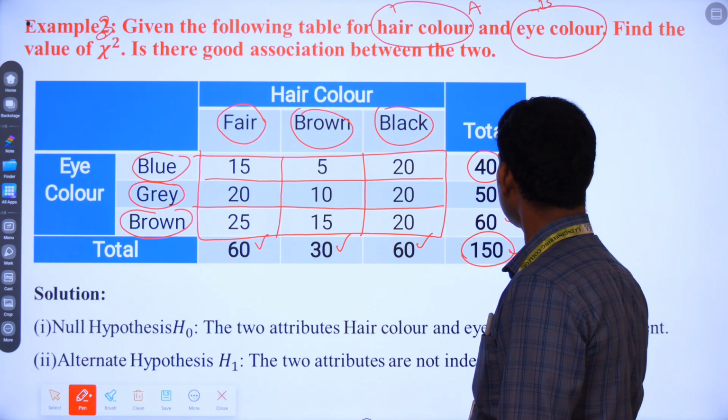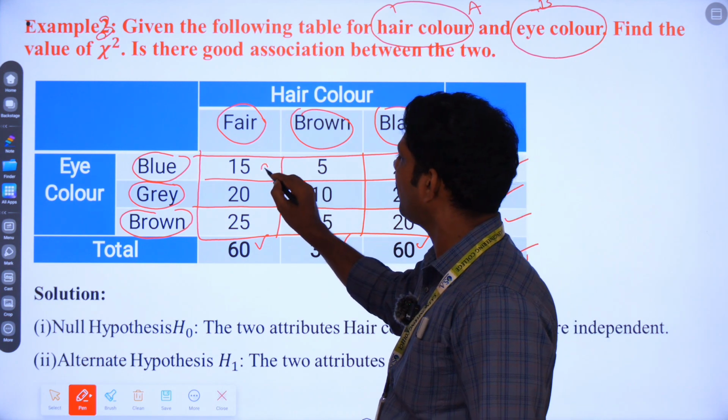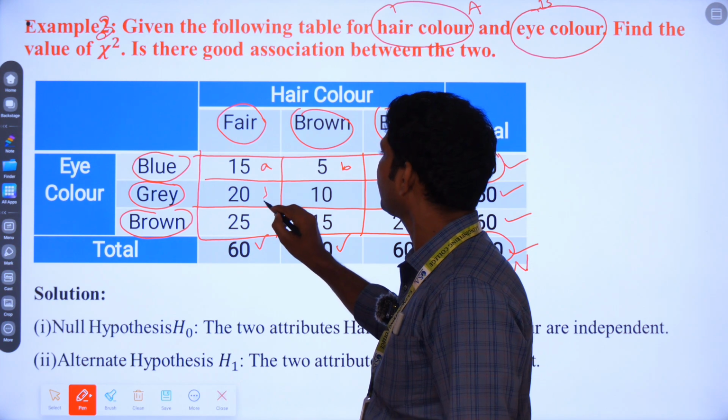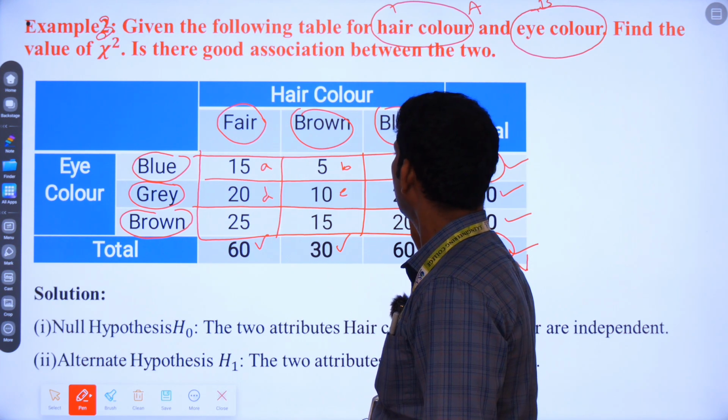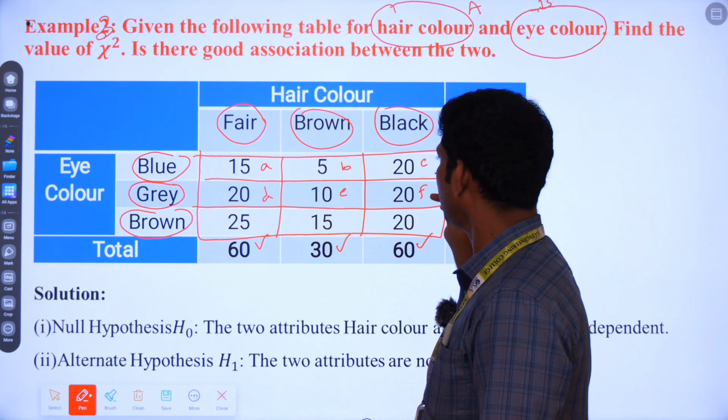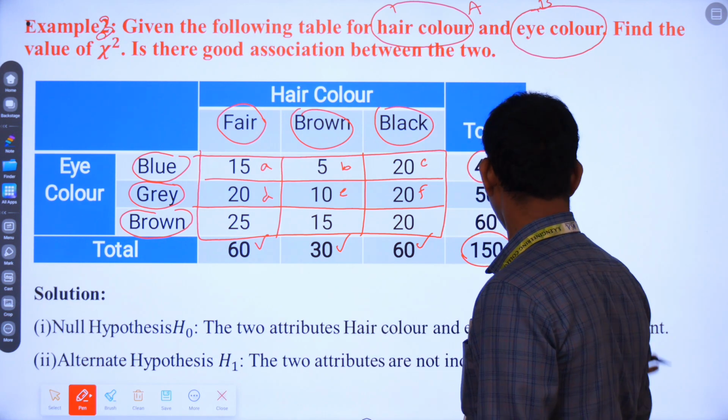This grand total is called capital M. This is the value of A, this is B, this is C, then D, E, F will be given. So we could take them as A, B, C for the different attributes.